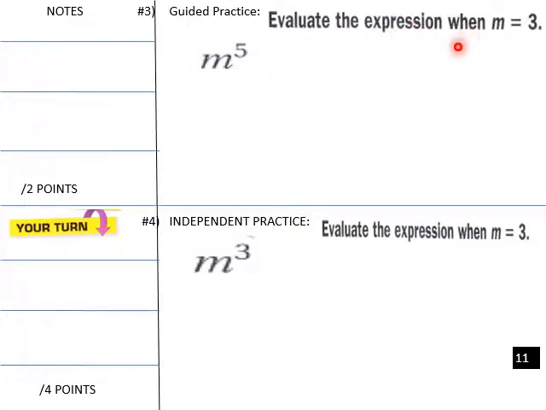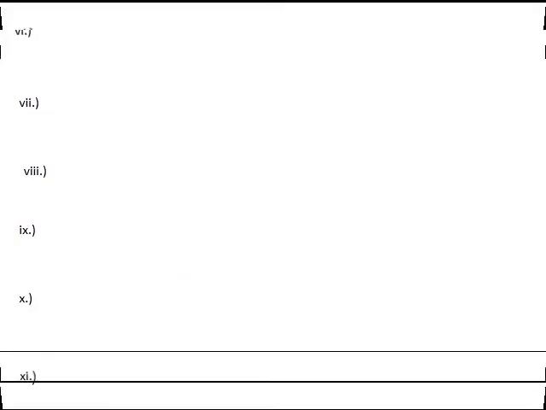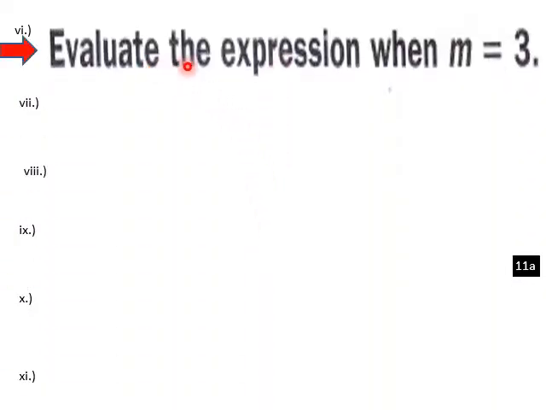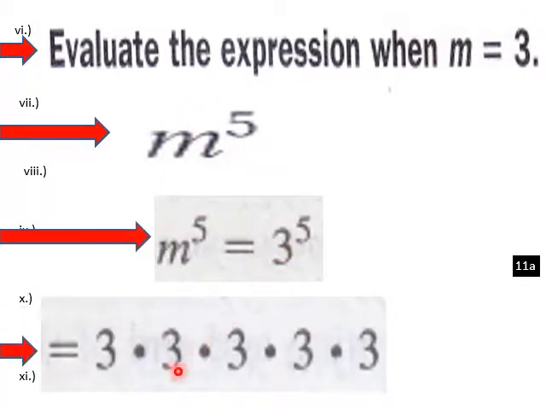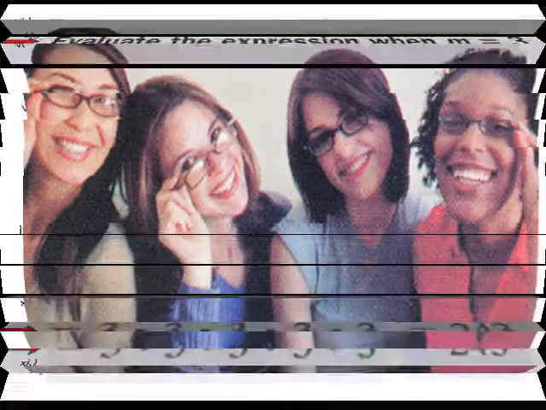Okay, evaluate this expression when m equals 3. So we'll plug in there. Students, this is yours down here. We'll do this one as our guided practice. Evaluate the expression when m equals 3, m to the 5th. So we plug in, m would be what now? 3 to the 5th power, which is what? 3 times 3 times 3 times 3 times 3, which is 243. This expression, 3 to the 5th, is 243.